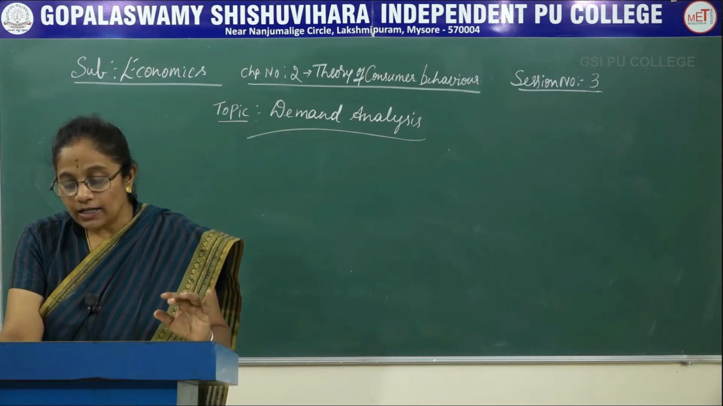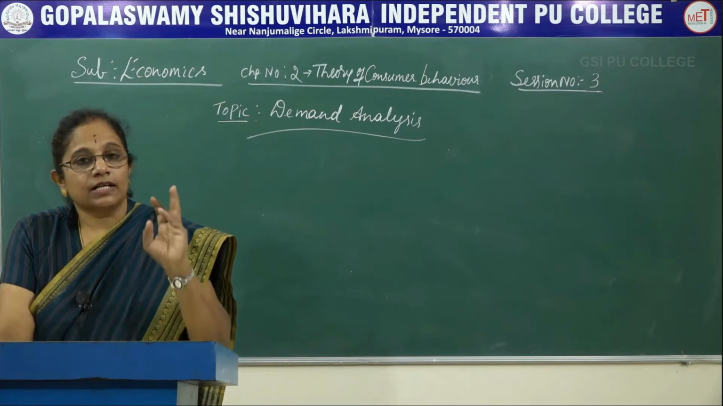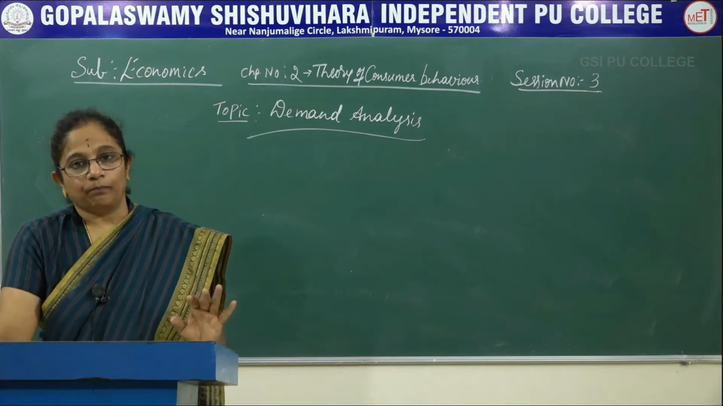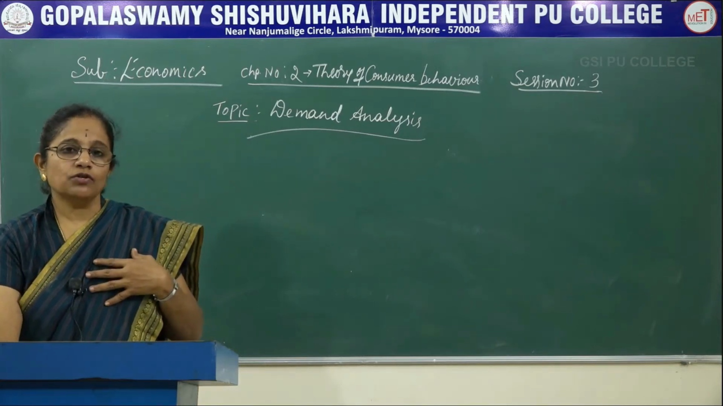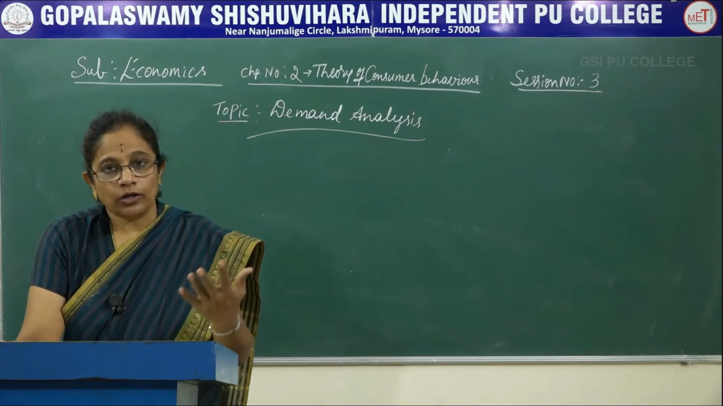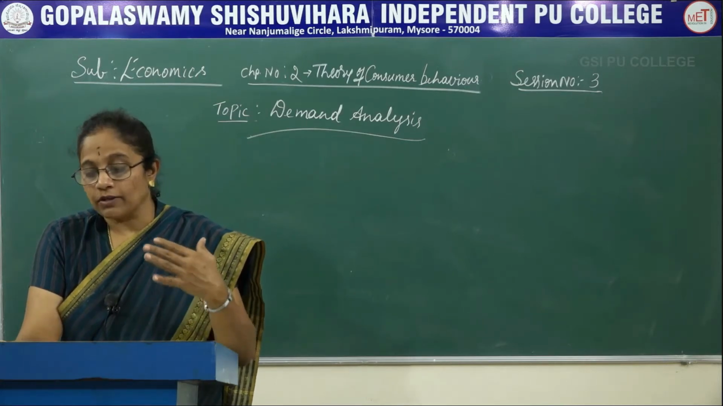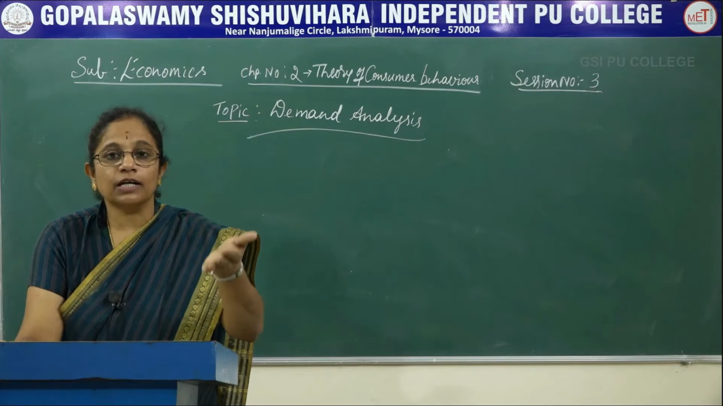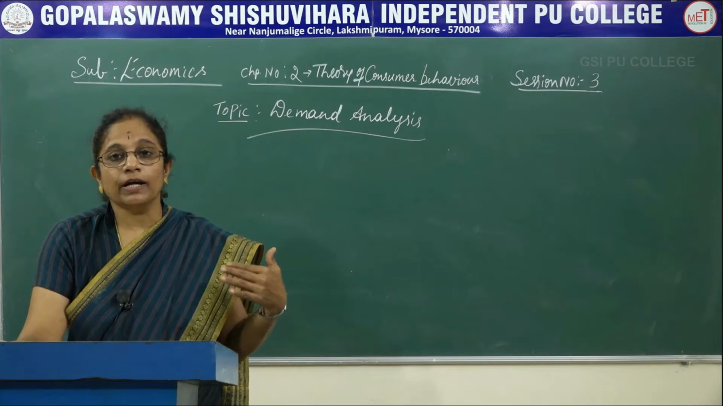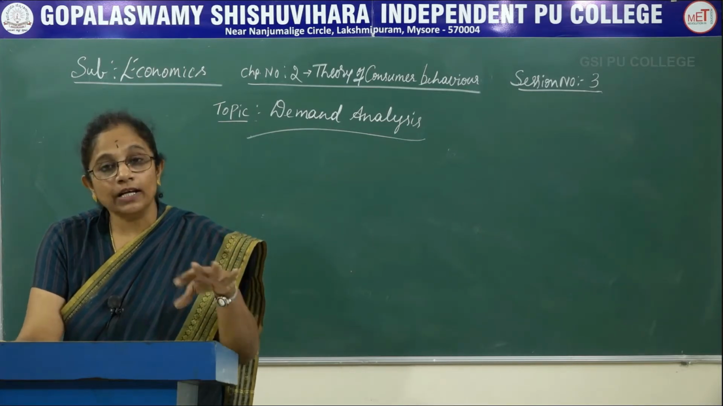The word demand is constituted by 3 important ingredients, that is the desire to buy, the ability to pay, and the willingness to pay. I am a consumer, I want to have the service of a beauty parlor, or I want to go for any hotel to have food. So at first I should have the desire to pay for the food that I take in the hotel, and the ability to pay, that my income should be enough to pay for the hotel bill, and I should have the willingness to pay.